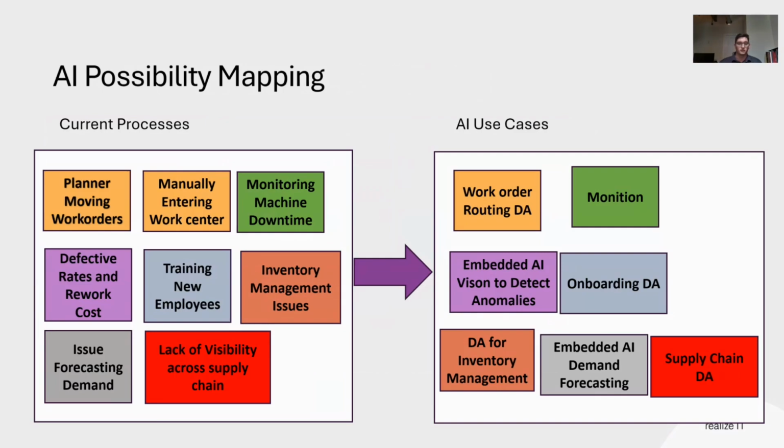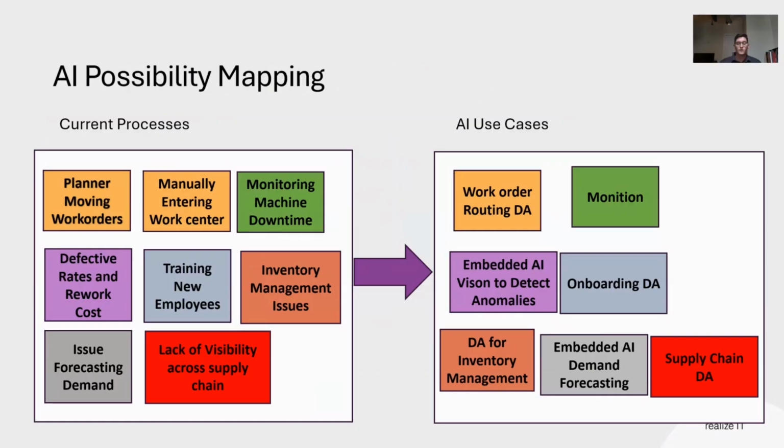And then another one we can look at is for the bottom left there, issuing forecasting demand. So issuing for demand and forecasting demand. We can use an embedded AI demand forecasting. So we can kind of see here, it's really a discussion, right? Starting to understand what current problems we're going to solve and what sort of AI solution we are going to use.